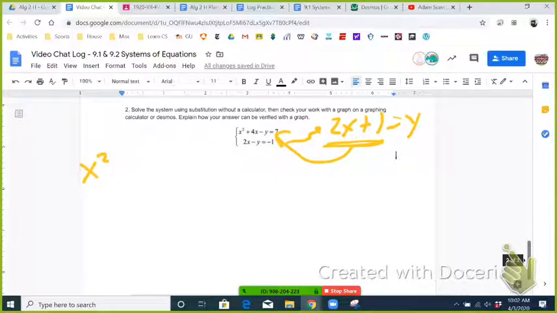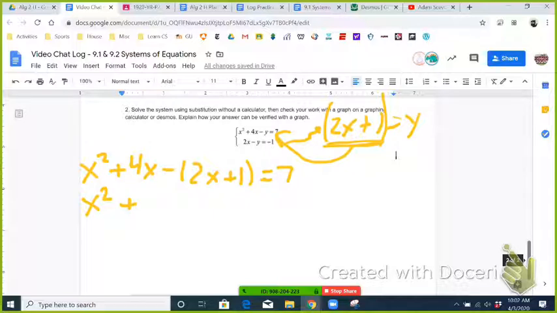Alright, so then we could take that expression for y and plug that in right here. So we get x squared plus 4x minus y. So when you're subtracting y, which is equal to 2x plus 1, make sure you subtract the 2x and the 1, because that's the entire expression for y. And then equals 7. So then we get x squared, and 4x minus 2x is 2x, and then minus 1 equals 7. So then you could subtract 7 on both sides, and you get x squared plus 2x minus 8 equals 0.